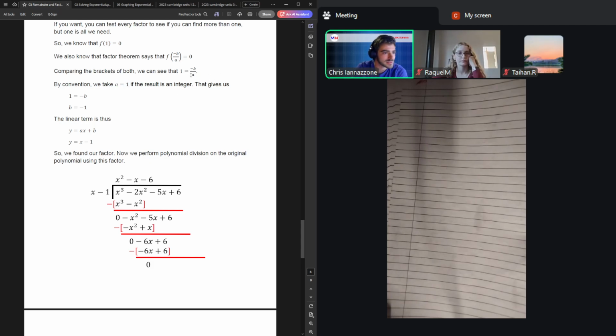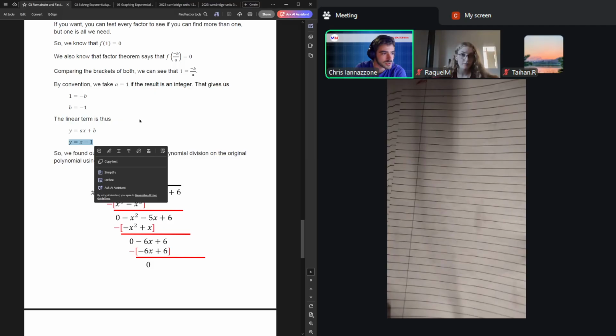In which case, when you compare the two statements of the factor theorem and your equation, you make this equivalence between the inside of the brackets. The negative b over a is the same as the 1. If a is also equal to 1, then all you're left with is negative b is equal to 1. b is therefore equal to negative 1. You have your a and your b. You now have the linear that is a factor of your polynomial.